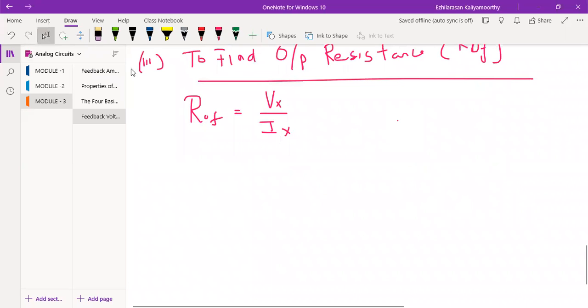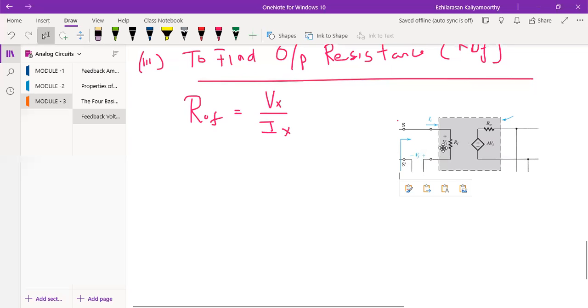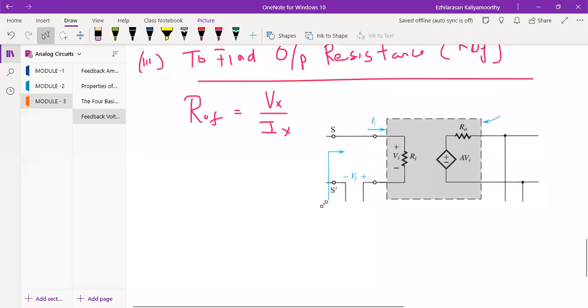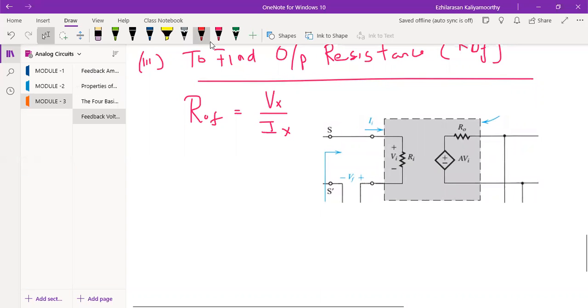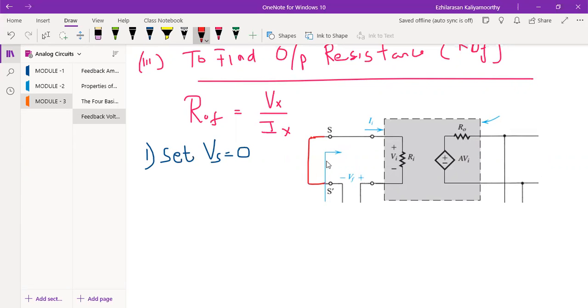Let me put the diagram here. Yes, see this? Very important thing here, what you have to do. First thing is, very important. First, set Vs equal to 0 from your equivalent diagram previously. So Vs is equal to 0 in the sense that Vs will be given as a short circuit. Yes, so this will be done.